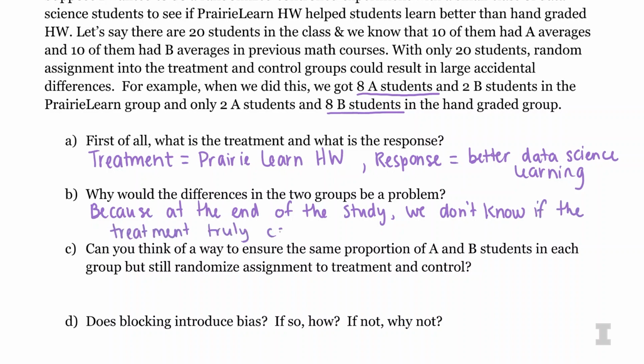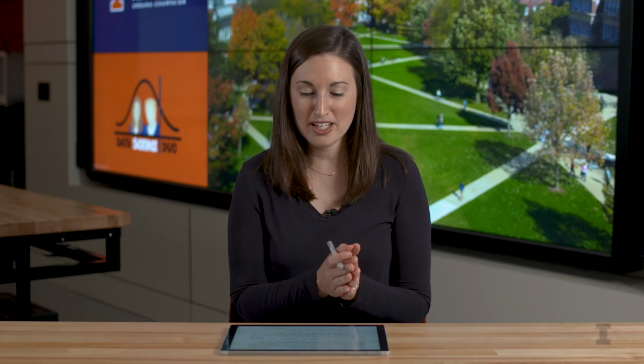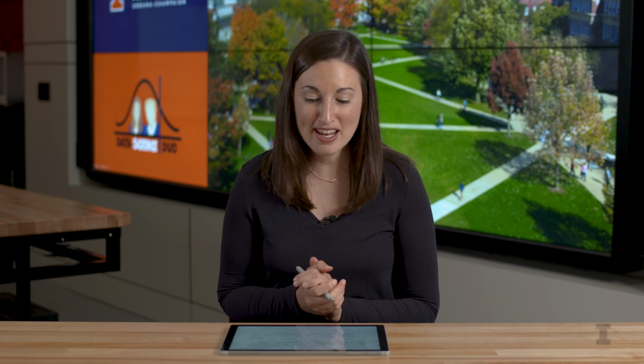It's almost as if our groups started off on uneven playing fields. The treatment group had a slight advantage because they had 8 A students, whereas the control group had 8 B students. So we don't want that to happen. And even though we're doing the randomization, again, we have that small sample, so things like this can happen.